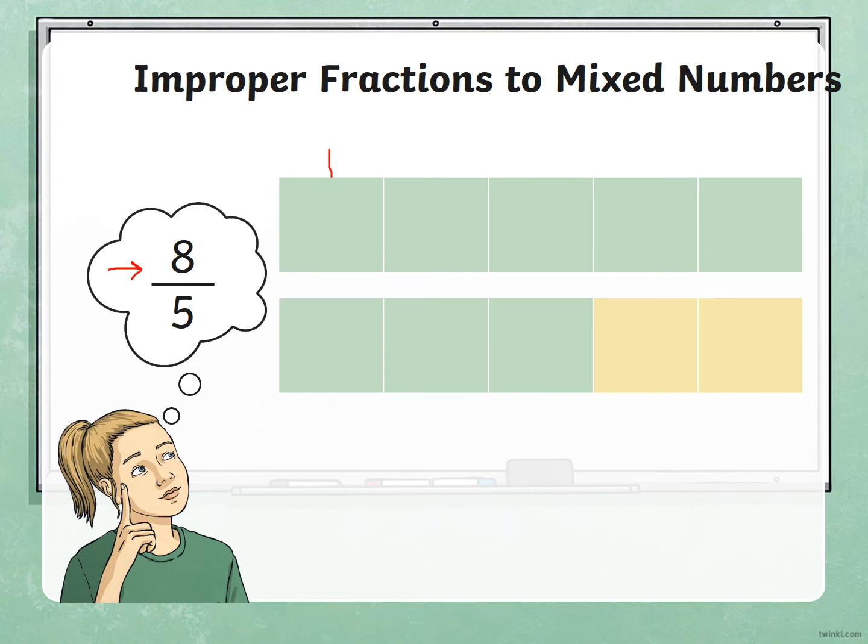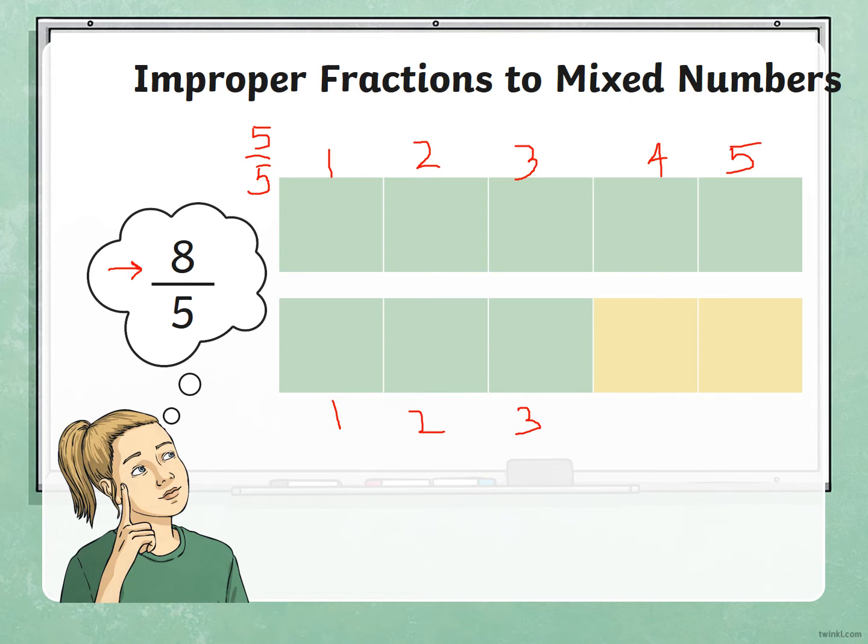So we can see by the top bar that we have got 1, 2, 3, 4 and 5 of those 5 parts shaded in. So 5/5 have been shaded in on that top bar. Let's have a look at the second bar. We have now got 1, 2 and 3 out of those 5 parts shaded in. So altogether we have now represented that there is 8/5 shaded in. But how am I going to convert that to a mixed fraction?